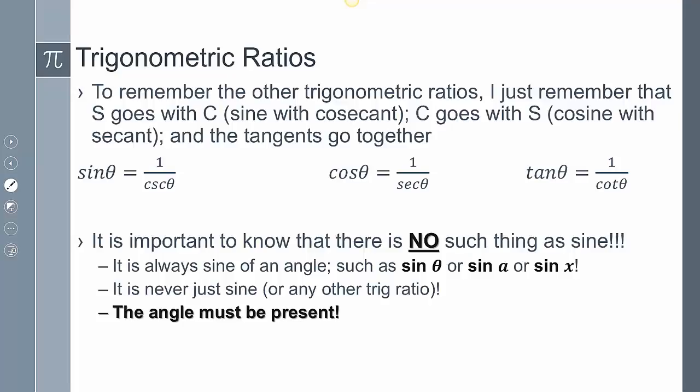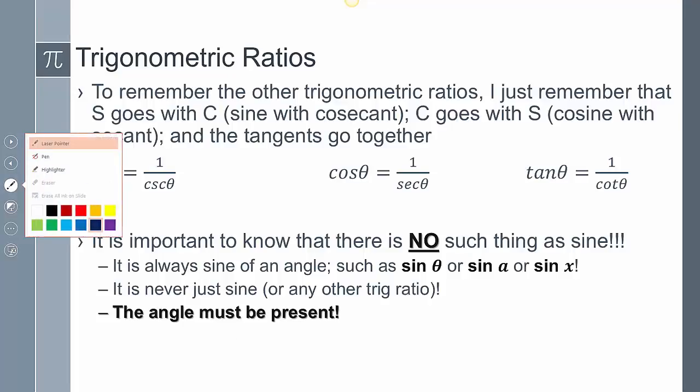Now the last thing is, there's no such thing as just a sine. It's always sine of an angle. Sine of an angle. Sine of an angle. That angle must be present. If you do not have that angle present, I'm going to shred your logic.